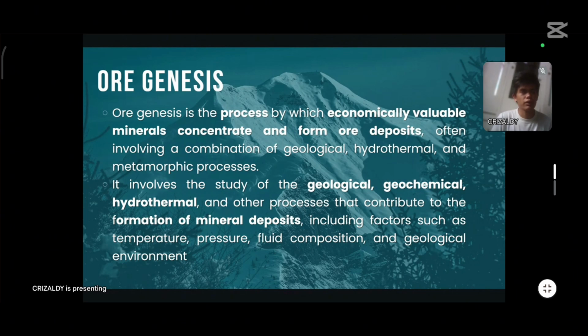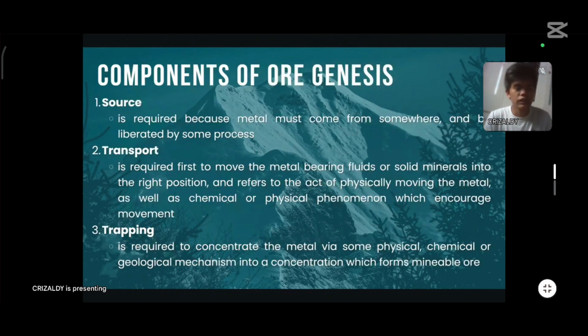In ore genesis, there are three components of ore genesis. First is the source, second is transport, and third is trapping. In source, it's required because metal must come from somewhere and be liberated by some process. Next, the transport is required to move the metal-bearing fluid or solid minerals into the right position and refers to the act of physically moving the metal as well as a chemical or physical phenomenon which encourage movement.